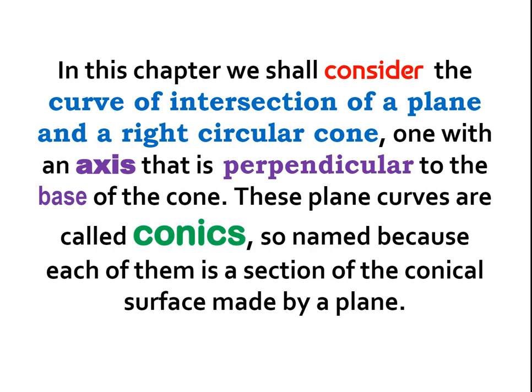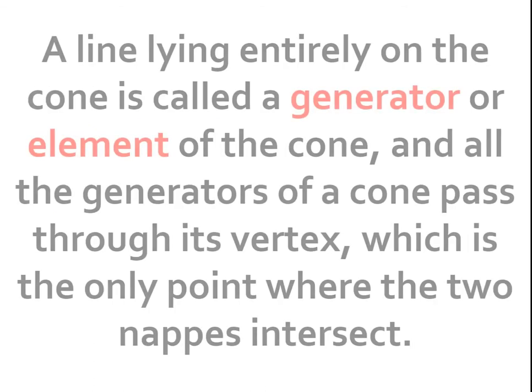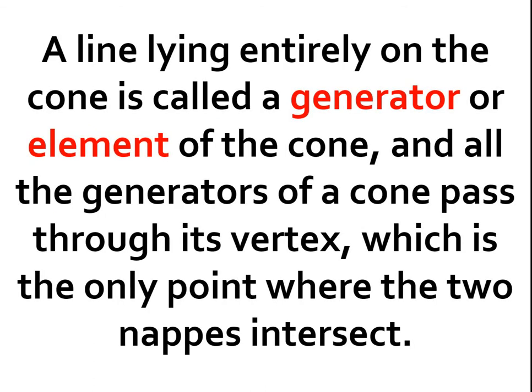In this chapter, we shall consider the curve of intersection of a plane and a right circular cone, one with an axis that is perpendicular to the base of the cone. These plane curves are called conics, so named because each of them is a section of the conical surface made by a plane. A line lying entirely on the cone is called a generator, or element of the cone, and all the generators of a cone pass through its vertex, which is the only point where the two napes intersect.